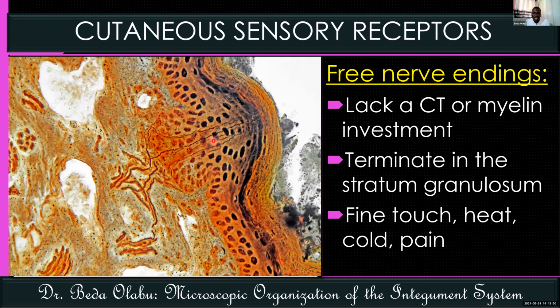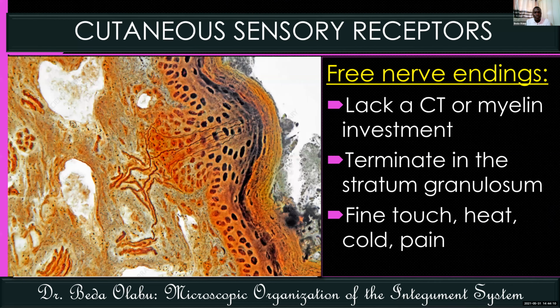These free nerve endings are receptors for light touch, for heat, for cold, and for pain. So there are nociceptors, there are thermoreceptors, and there are tactile receptors.